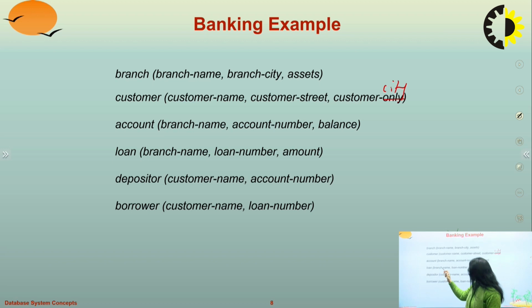And in loan, what is there? We have branch name, loan number, and amount. Depositor and borrower are the relationships. We have understood the fourth example, the banking example, very well. So depositor is a relationship, borrower is a relationship. What are in these? Customer name and account number here, and customer name and loan number, right? So we have understood these 6 tables very well.